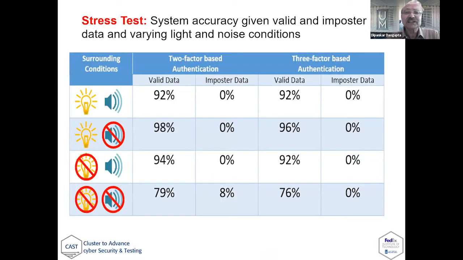Then we did some stress tests, as I said, with 30 participants. The surrounding conditions were varied across 2-factor based authentication and 3-factor based authentication, and with the data sets we found that with full light and sound system, voice recognition and face recognition worked. Here voice recognition was disabled, and here a low light environment, both. The test was done to examine the performance of the system.